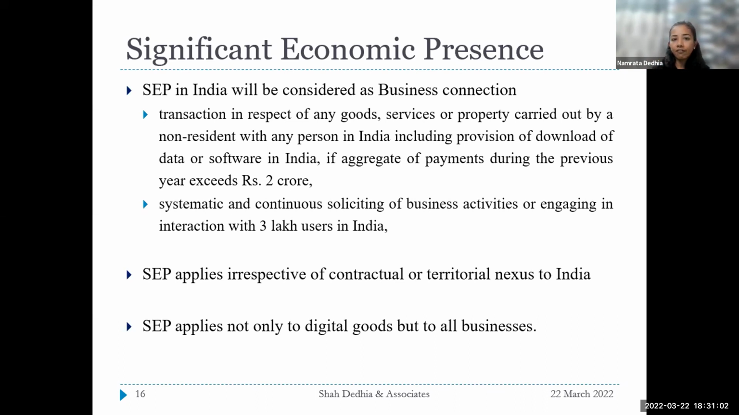So significant economic presence. Coming back to significant economic presence, what it therefore says is, if a non-resident has any transaction in respect of any goods, services or property with a resident in India, with any person in India, we're not even talking of resident in India. The other side of the transaction can be any person in India. So even if that person is in India temporarily, is not a resident in India, but the transaction happens in a way that the non-resident deals with a person who is physically in India, then it would be covered in this first aspect or first portion of the definition of significant economic presence.